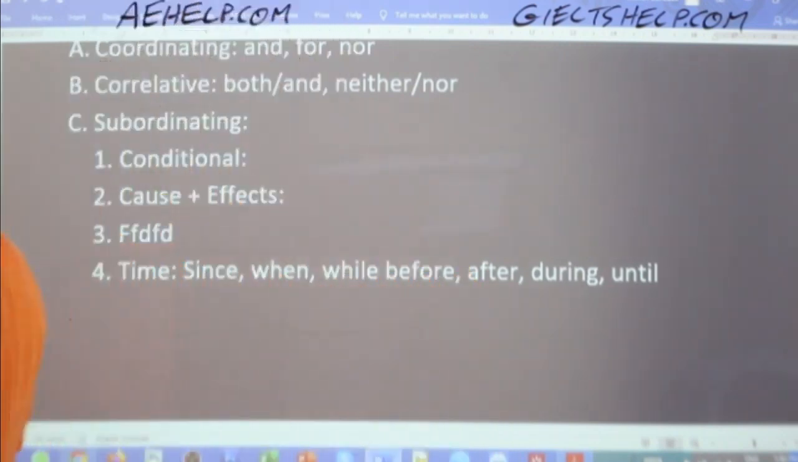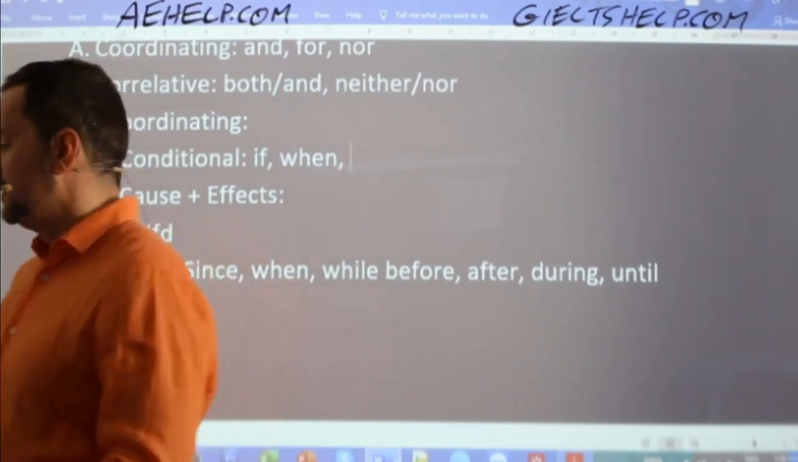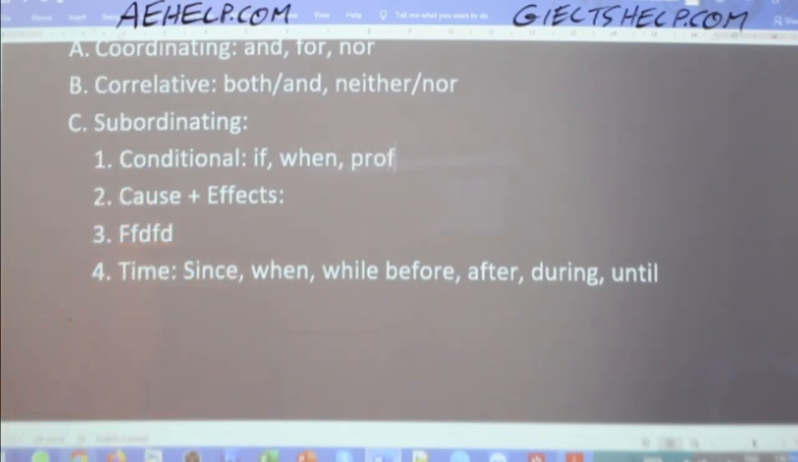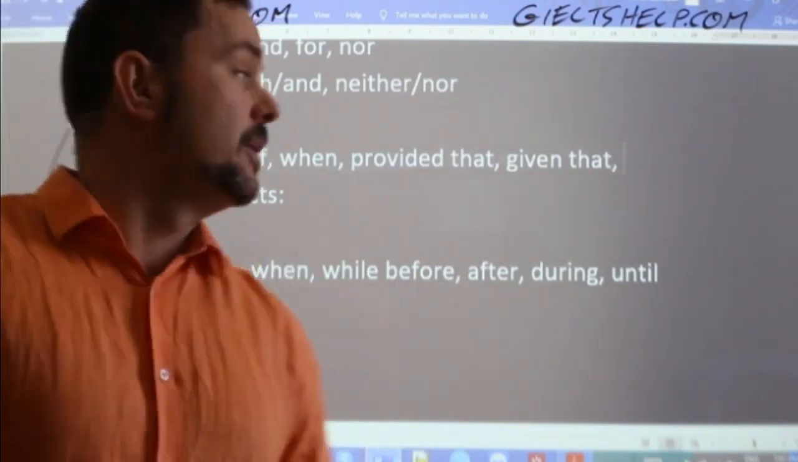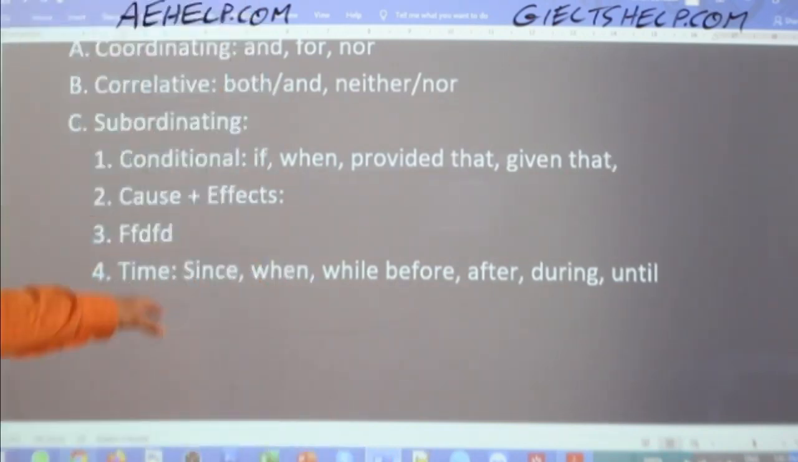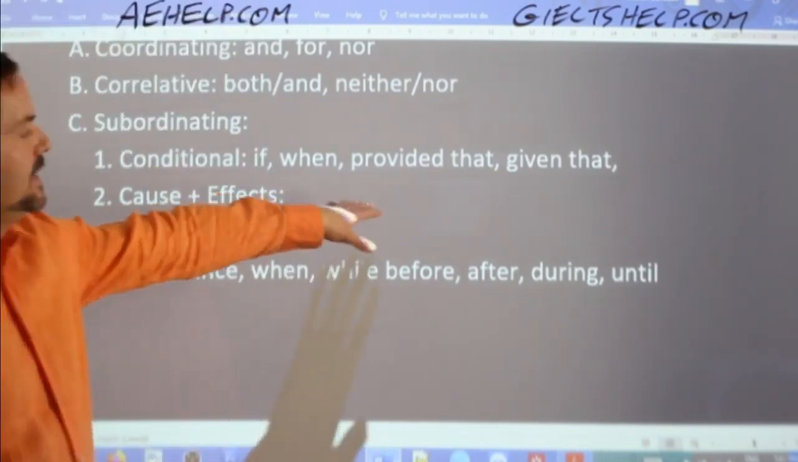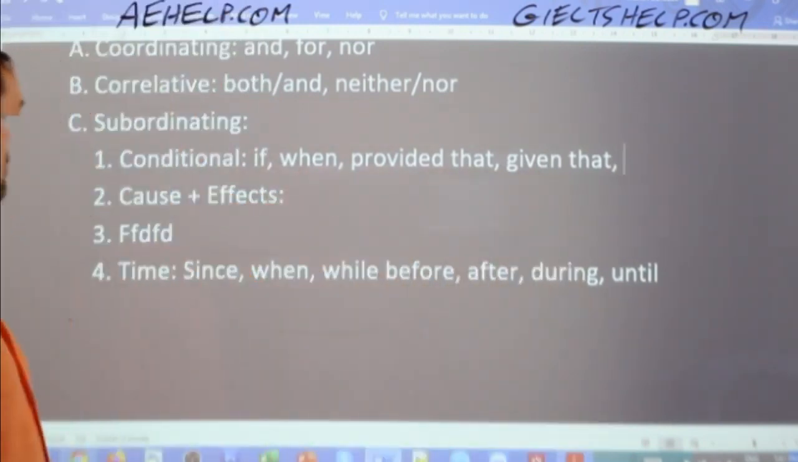One of them, okay, this is a Q&A class, so I'm going to move a little bit faster here, is if. And another one that we use is when. And we use even phrases, right? So provided that, given that, okay? Those are a few that we use as well. Okay, so if, when, provided that, given that, those are used.